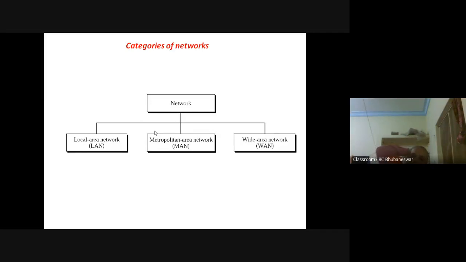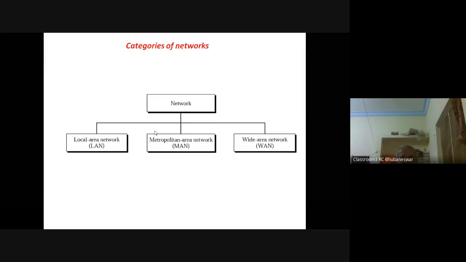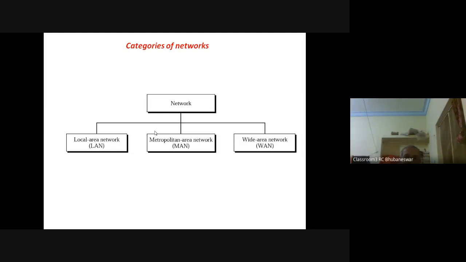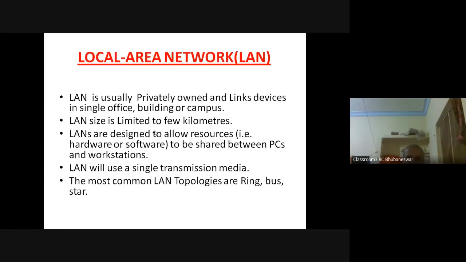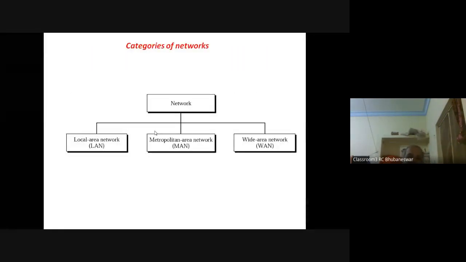Categories of computer network. The computer network is broadly divided into three types. When we divide something, we should consider a particular factor. Here we divide computer networks considering the factor of area covered, how much area it covers. It is divided into three types: local area network, LAN, metropolitan area network, MAN, and wide area network, WAN.